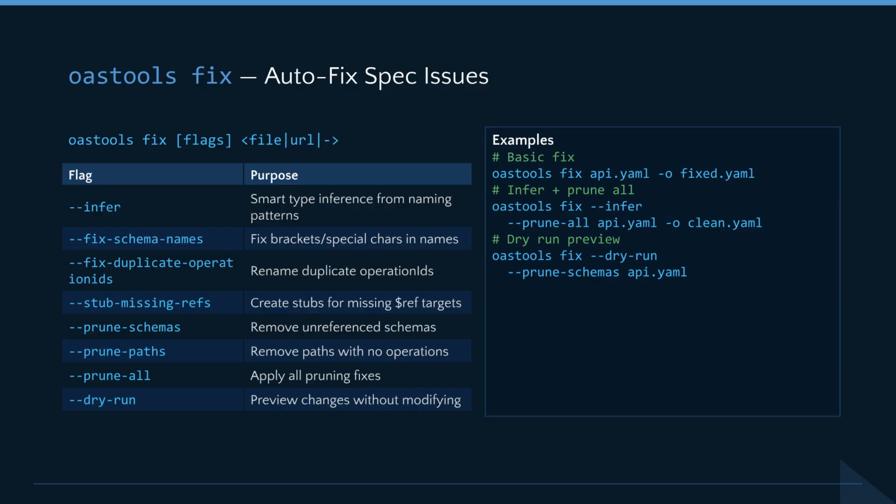The --dry-run flag is your safety net. It shows you exactly what would change without actually changing anything. You can also combine fix with validate in a pipeline to fix then validate.